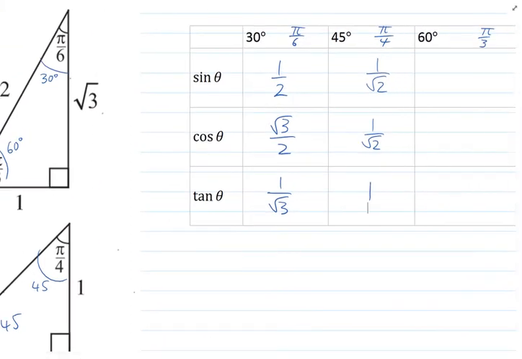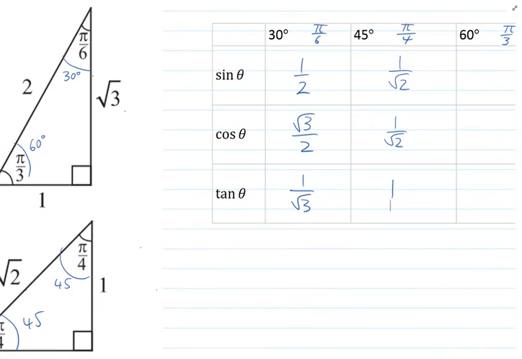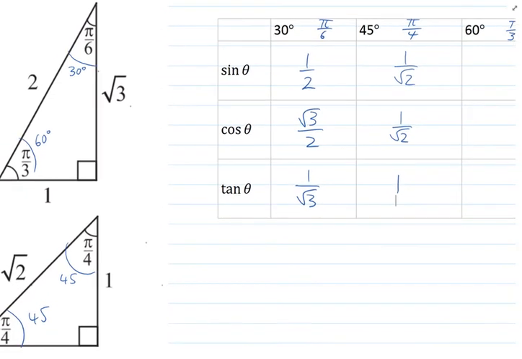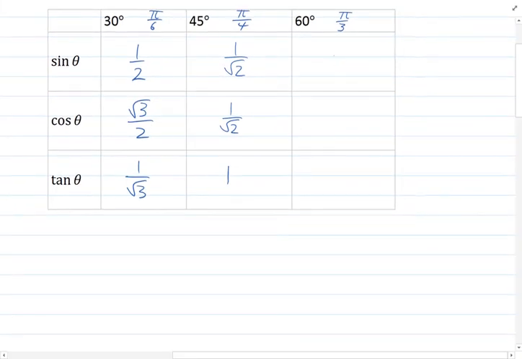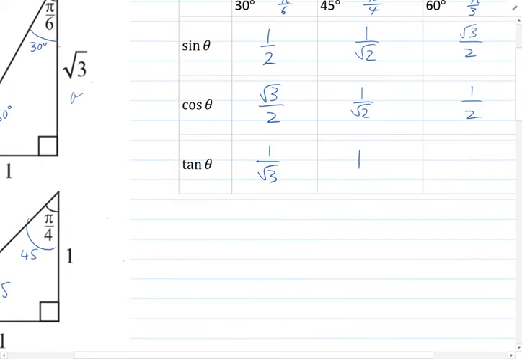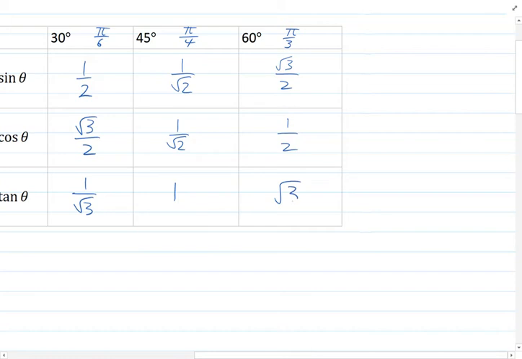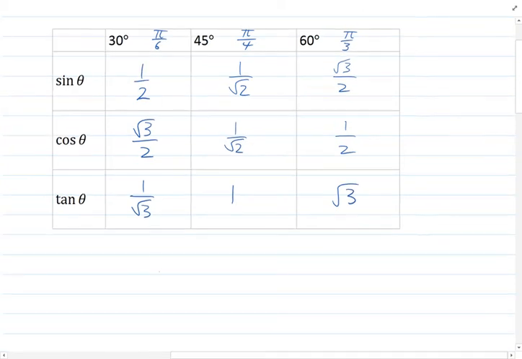Okay, for 60 degrees, we're back to our other triangle. And so sine, because we're changing to this angle here, opposite would now be this one, and so sine would be root 3 over 2, and cosine would be 1 over 2, and tan would be root 3. And so you can see they're just all the reciprocals of when we're at 30 degrees.